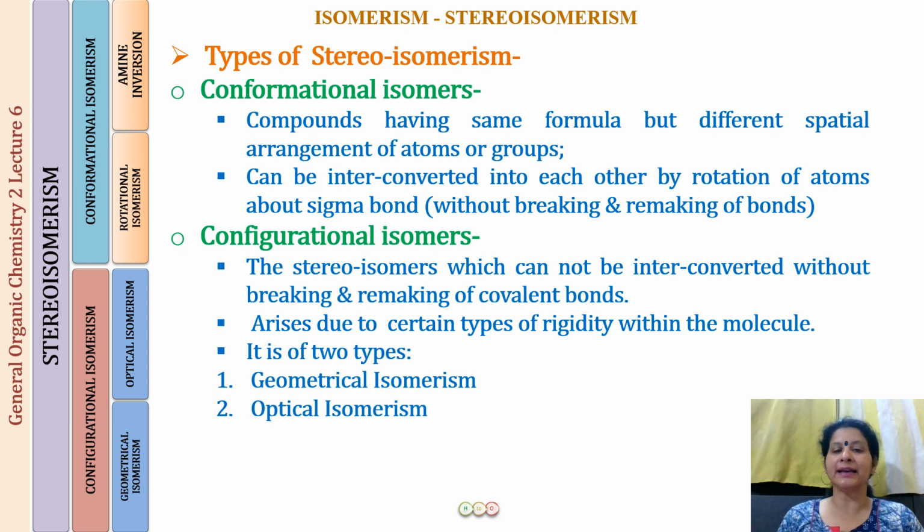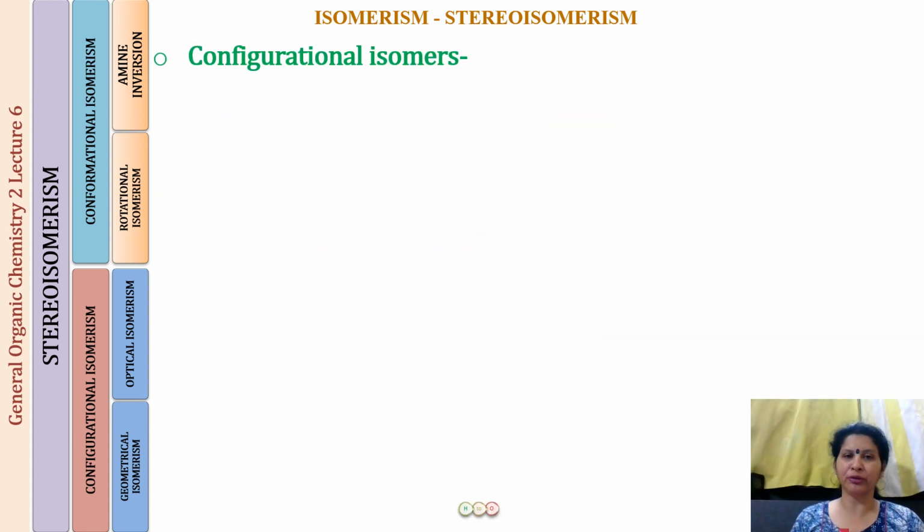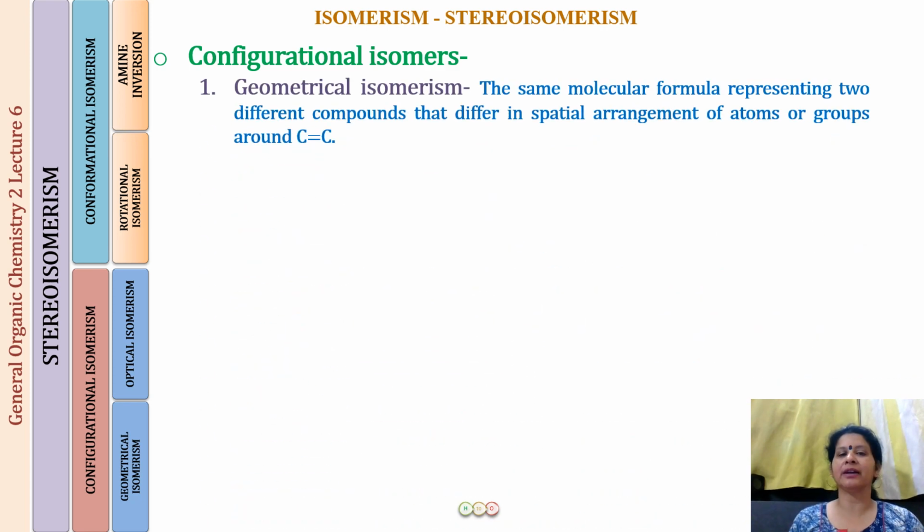Let us now understand what geometrical isomerism is. Configurational isomers are of two types: geometrical isomers and optical isomers. Geometrical isomers I am going to discuss in this lecture as well as in the next lecture, and after that we will discuss optical isomers in detail. Now let us understand what geometrical isomerism is.